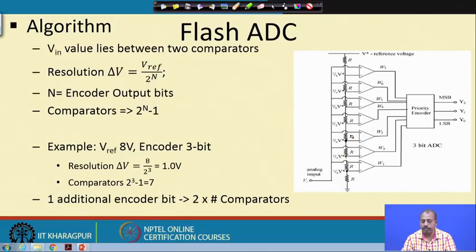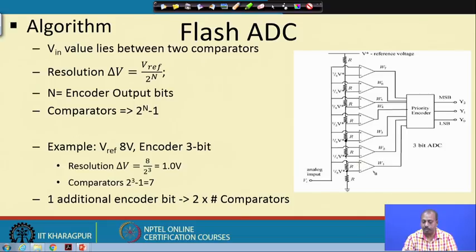So, this point is 3/8 of V star. This V star voltage, the reference voltage, we have divided into a number of intermediary values: 1/8 V, 1/4 V, 3/8 V, up to 7/8 V. And the input voltage is applied to all these comparators simultaneously.